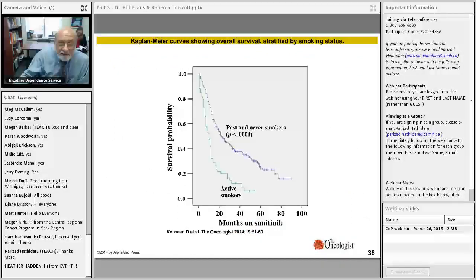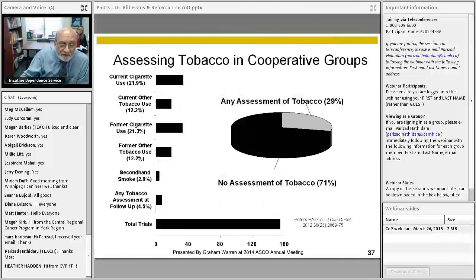This just shows the survival curves, the Kaplan-Meier curves from that publication, showing the very wide separation between the past and never smokers versus the active smokers. Very dramatic suggestion of benefit. So you would think that it would be then useful in randomized trials to collect information about smoking status.